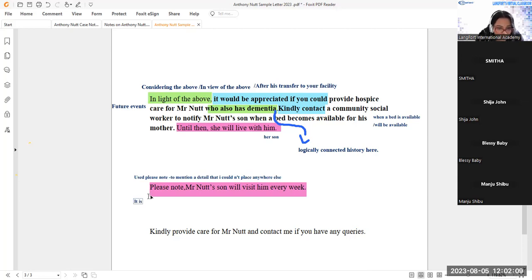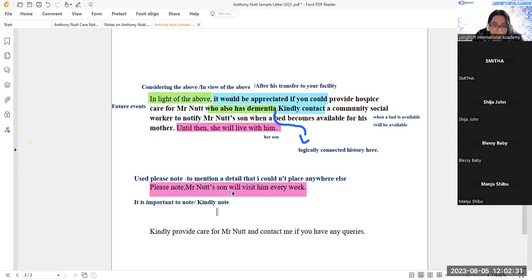Use it is important to note. Or kindly note. It's your decision, whichever you feel comfortable with. Okay, it is important to note or kindly note. So I use please note. That's something that I can easily remember. If you're not comfortable with that, you have other options as well.